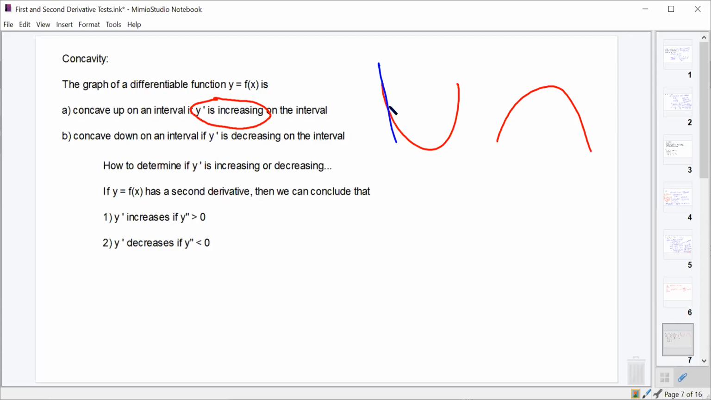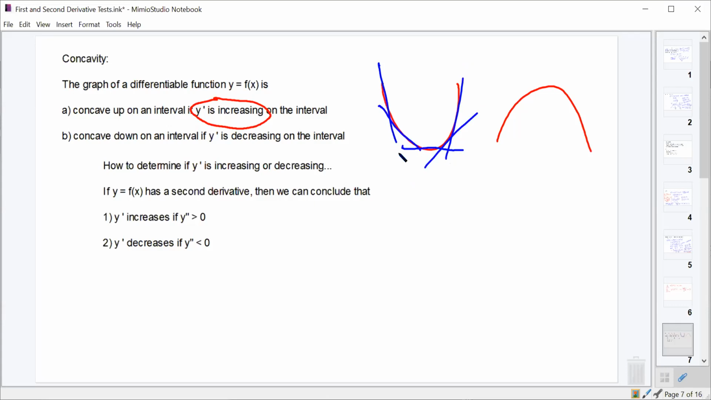-5. -5, sure. What about this one? All right, -2. Approximately -2, yeah? Did we increase from -5 to -2? We did, right? The derivative increased from -5 to -2. What about here? What is it there? 0. We increased from -2 to 0. Now it becomes positive, like 1 and then 6 or something.